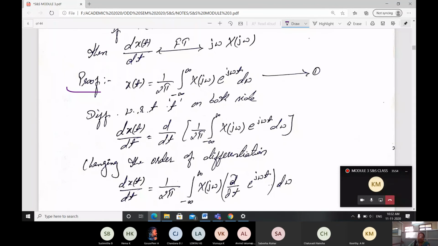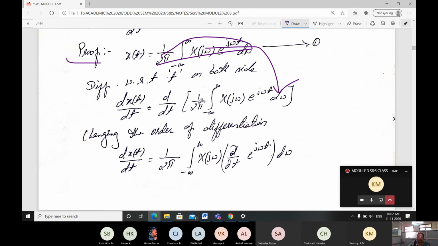Differentiate with respect to time on both sides. If I do that, it is equal to d by dt of the whole function. Changing the order of differentiation, dx of t divided by dt is equal to 1 by 2 pi, I am writing the constant here, then integration from minus infinity to plus infinity X of j omega. Since it is within the integration, it is taken as dou divided by dou t of e raised to j omega t into d omega.